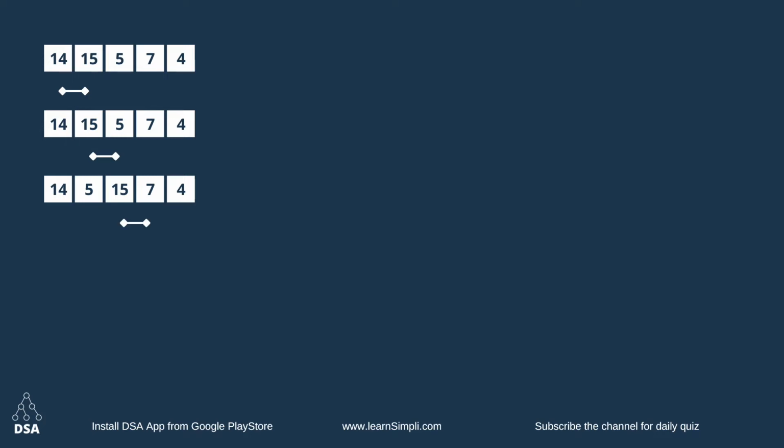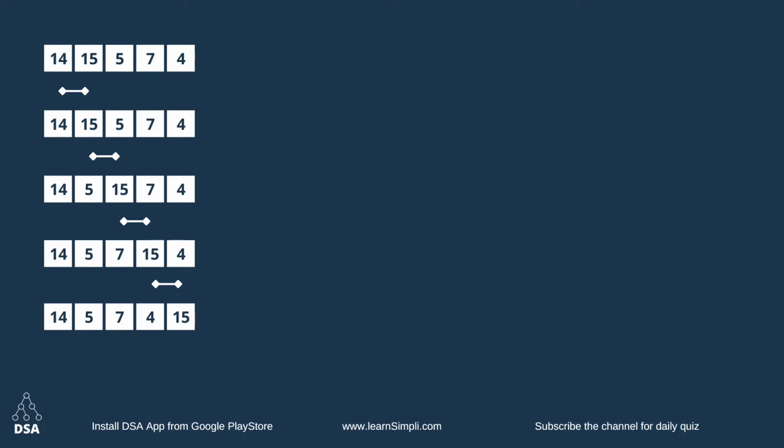Next compare 15 and 7, and they are not in order, so swapping is required. Swap 15 with 7 and the array will become 14, 5, 7, 15, 4. Now compare 15 with 4. Here also swapping is required because elements are not in order. Swap 15 with 4. Array will become 14, 5, 7, 4, 15.